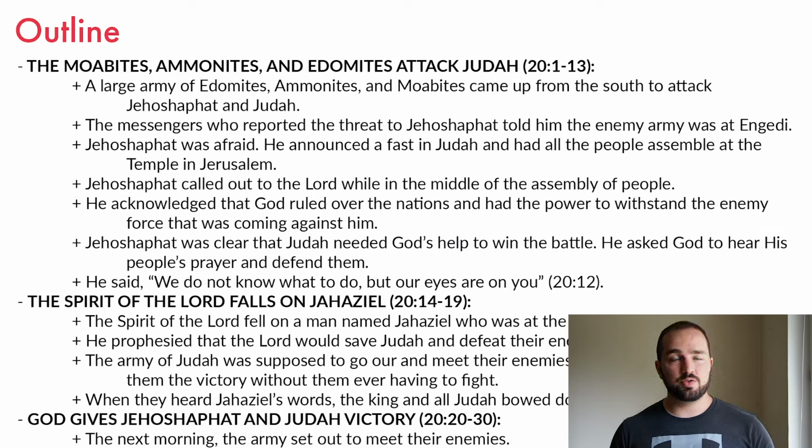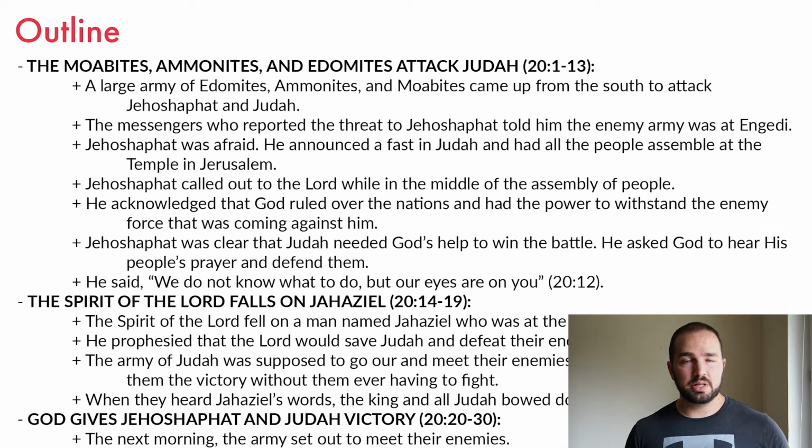Jehoshaphat was very afraid, and he announced that the people in Judah should fast and pray, and he had all the people of Judah assemble at the temple in Jerusalem. Jehoshaphat was there with that assembly, and in the midst of that assembly, he called out to God for help, and he acknowledged that God had rule over all of the nations, and that he certainly had the power to withstand Judah's enemies and to give Judah deliverance and victory if he wanted to.